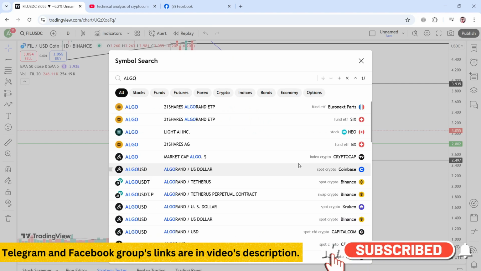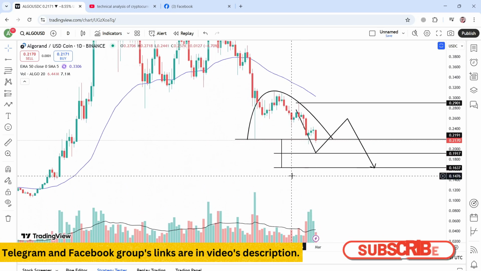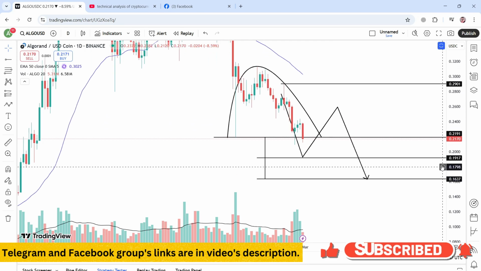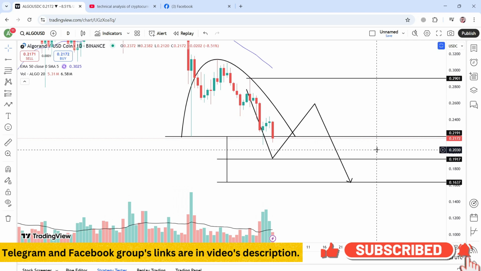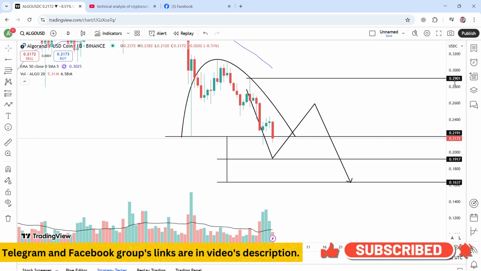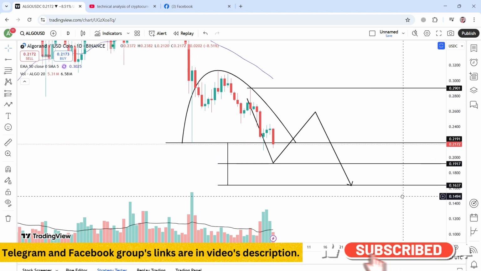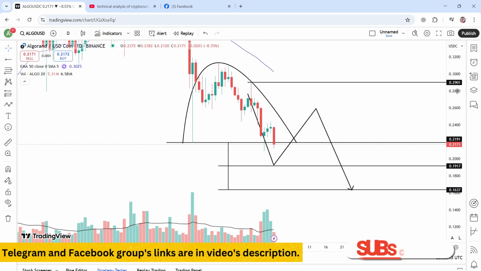The next coin is Algorand, ALGO. So if we look at Algorand against USDC on 1 day time frame, currently it is in a downtrend, and its prices are moving at 0.2172. So as this coin is moving in a downtrend, we have to follow two strategies in this coin. First strategy is a sell on strength, and that strength level is 0.2901. So if you guys have bought this coin at high rates and now you are stuck into this coin, this coin might give you a chance to exit from it, and that exit point is also 0.2901.